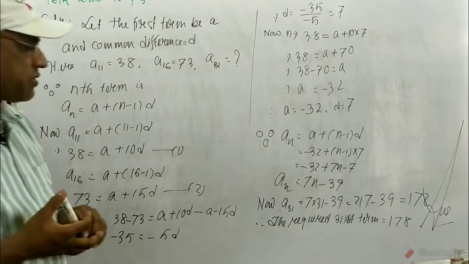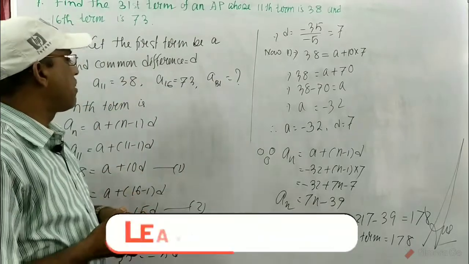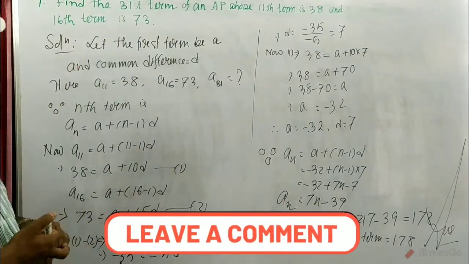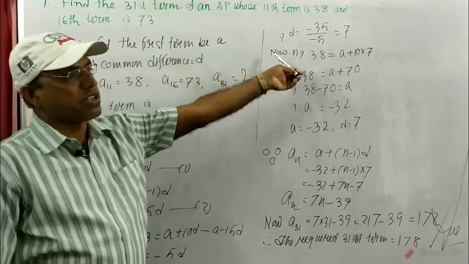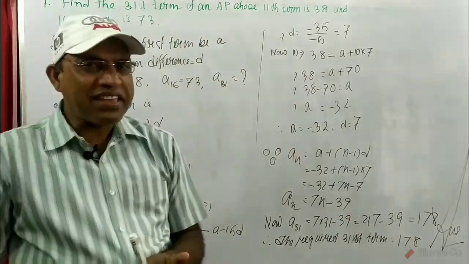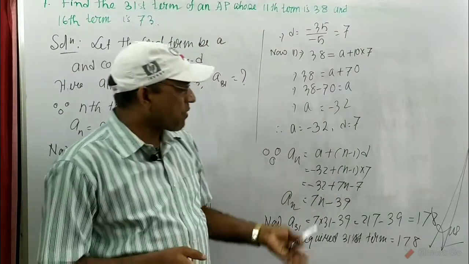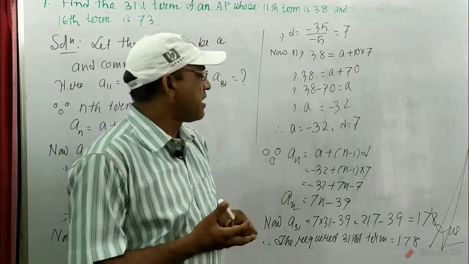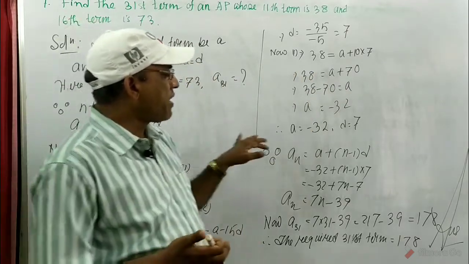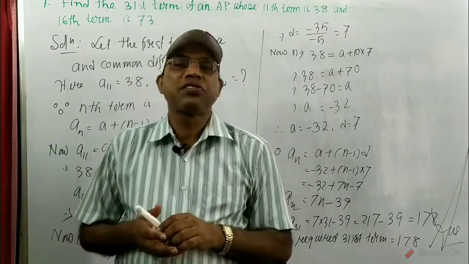So dear students, the solution is nothing. If we have this type of problem, we always find the values of a and d, because the first term and common difference are not given. If we get a and d, you can solve any type of problem. Whatever term number is required, we can find it. So this type of solution is very easy.